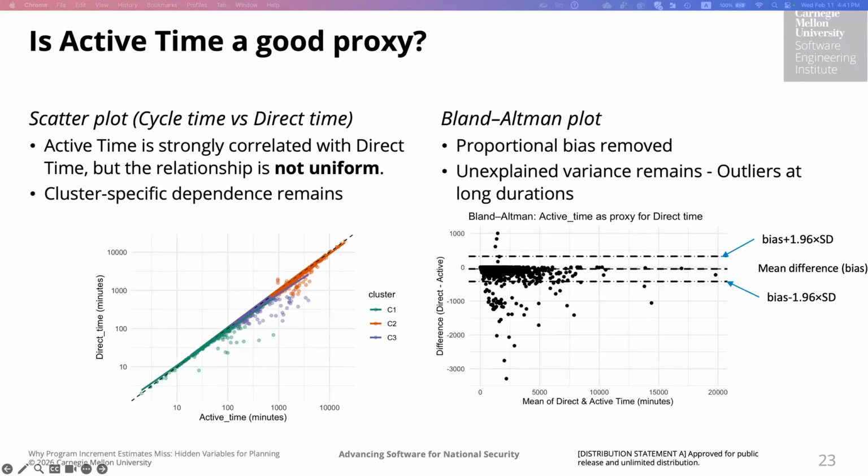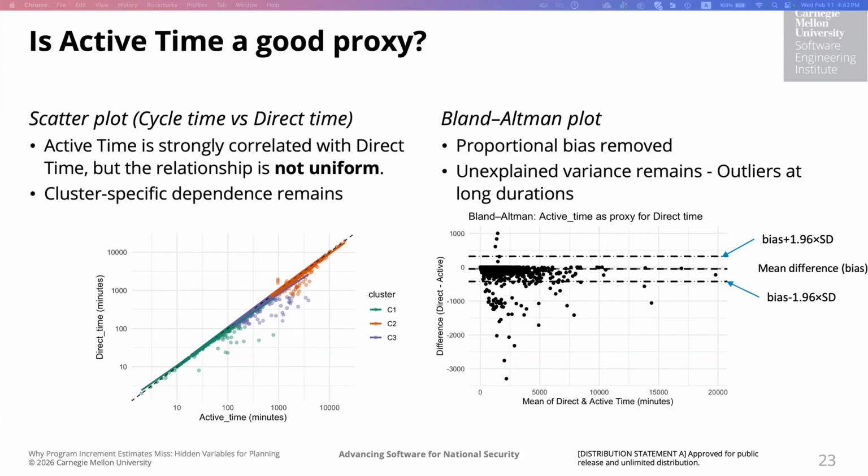We do have that with this particular measure, but there is still some unexplained variance that we see. Ideally, all of these points should be distributed within this particular band, but we do see there is some excess variance over here.